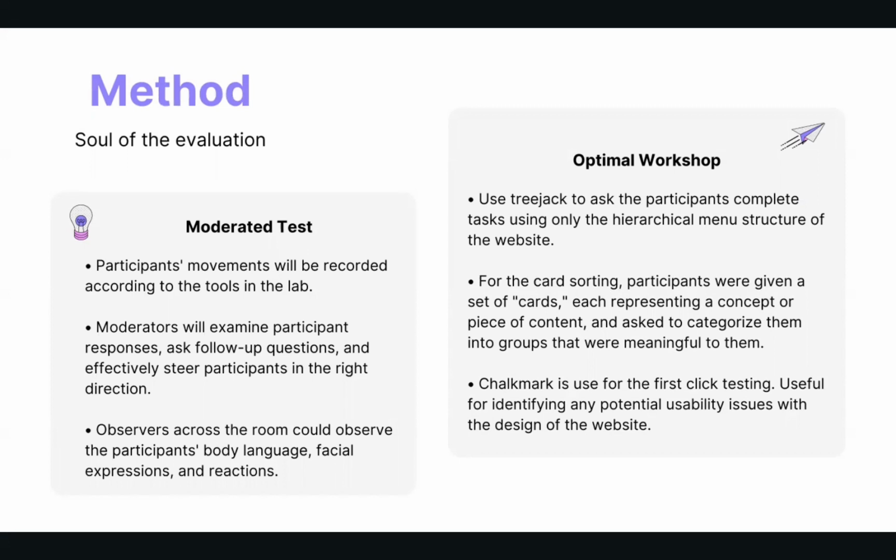For unmoderated testing, we turn to Optimal Workshop. We use Treejack to ask the participants to complete tasks using the hierarchical menu structure of the website. For the card sorting, our participants were given a set of cards representing a concept or a piece of content, and then they were asked to put these cards into the categories we have provided. Furthermore, Chalkmark was used for the first click testing. By knowing where the participants click on the first time, it will be helpful for us to identify any potential usability issues with the design of the website, such as unclear navigation, misleading visual cues, or misplaced interactive elements.